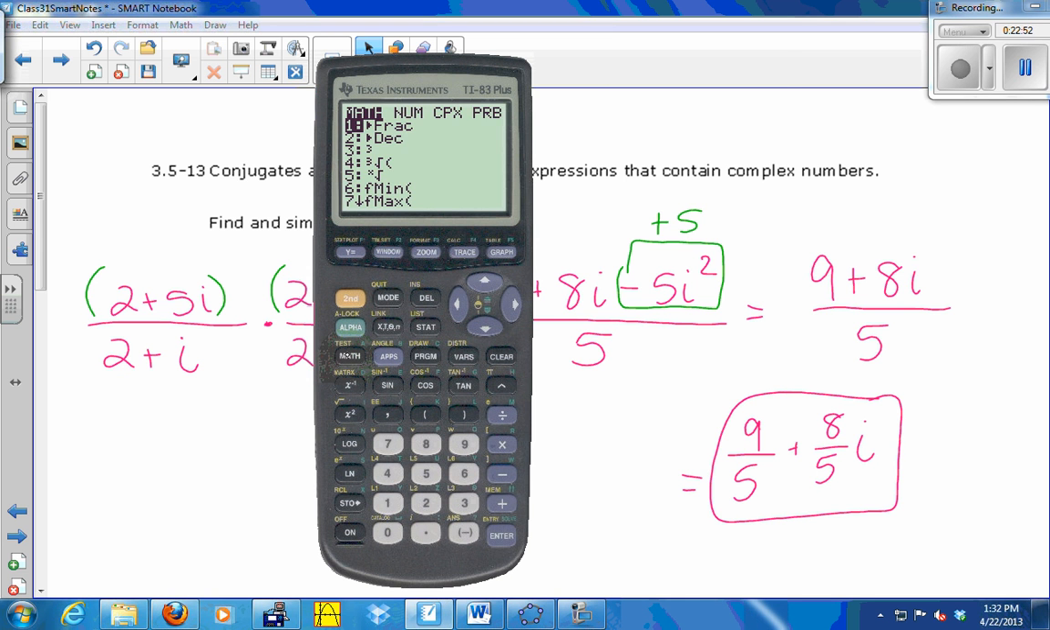I could hit math, enter, enter to get it as a fraction, 9/5 plus 8/5 i. You can't, which is very sad for me. I really want to be able to do that, but you can't. But it will do arithmetic with i's.